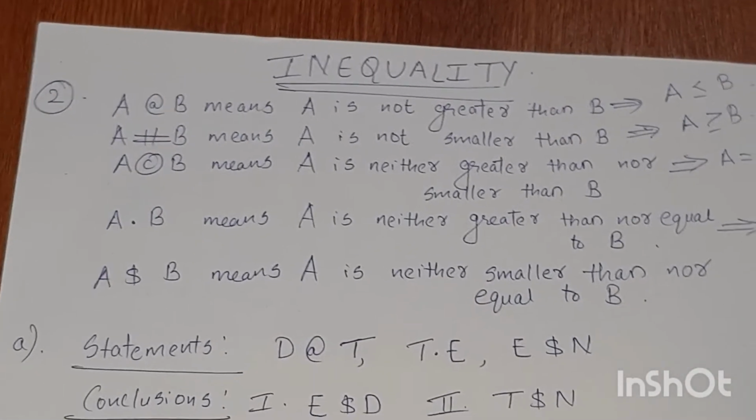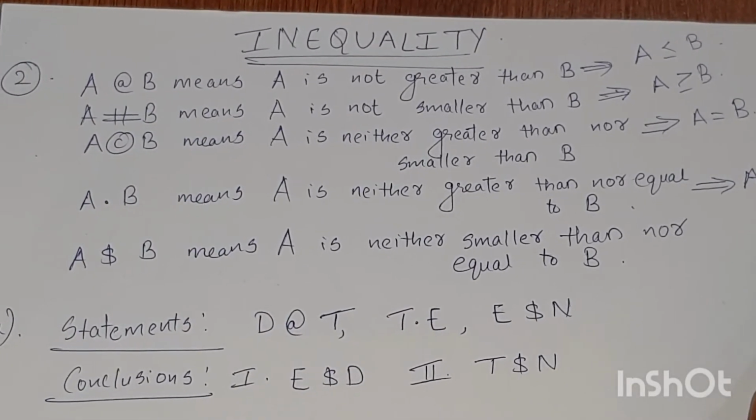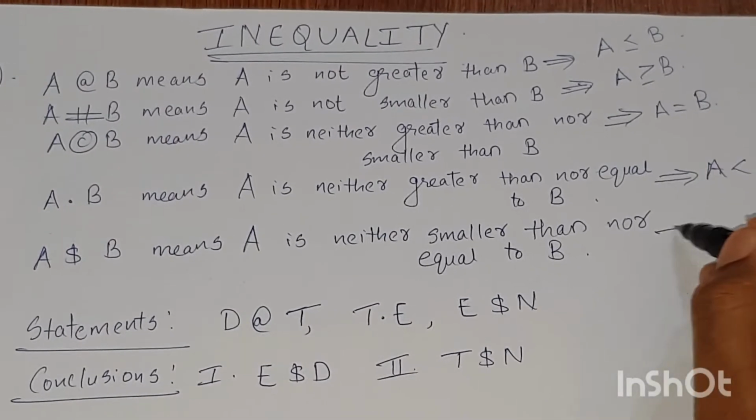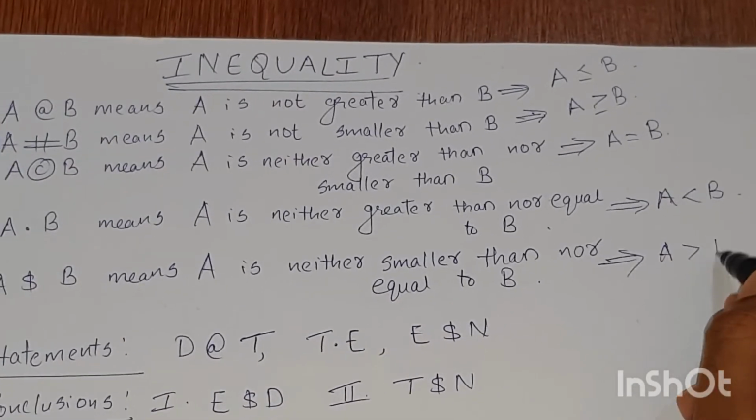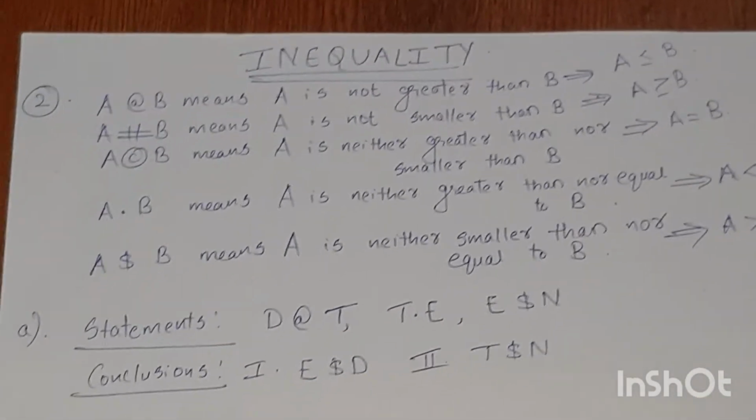Right? Now A $ B means A is neither smaller than nor equal to B. That means it is not smaller nor equal. That means A is greater than B. Okay? We got the conditions.